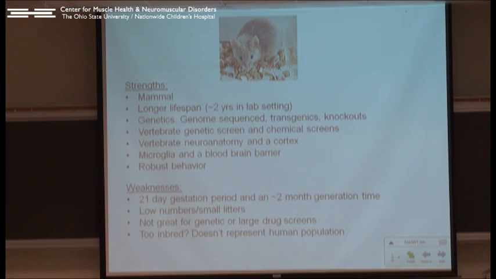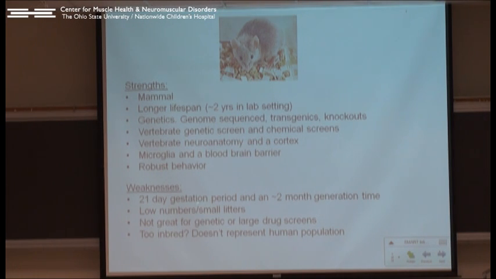They're mammals, which again is closer to humans. Longer lifespan, so maybe these diseases can develop along a more normal trajectory than they can in flies and worms. Again, you can do vertebrate genetic and chemical screens, but they're a lot harder in mouse than in, for example, zebrafish. Of course, vertebrate neuroanatomy, and they have a cortex, so you have the mammalian neuroanatomy. They have microglia, blood-brain barrier, and also robust behavior. That's been very well characterized.